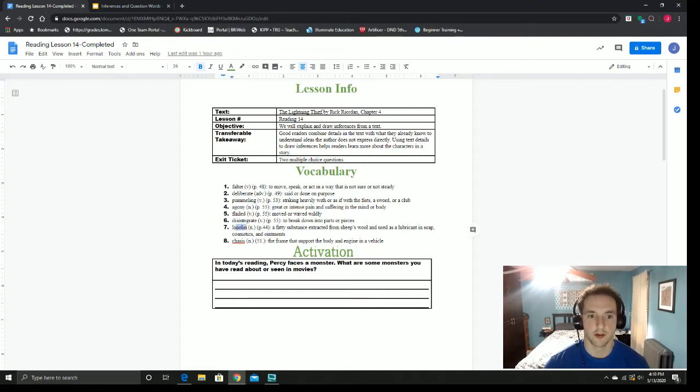You'll see this word mentioned one time in the book, and it has a certain smell. If you've ever been to a petting zoo or the zoo, the petting area where there's goats and sheep and other animals that have wool, that has this very characteristic smell, and that's what lanolin is. And then the last word is chassis, the frame that supports the body and engine in a vehicle.